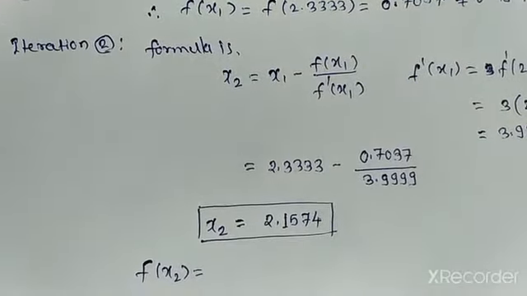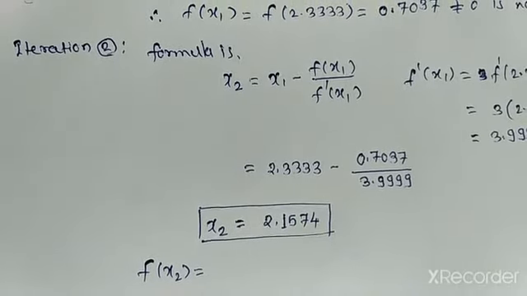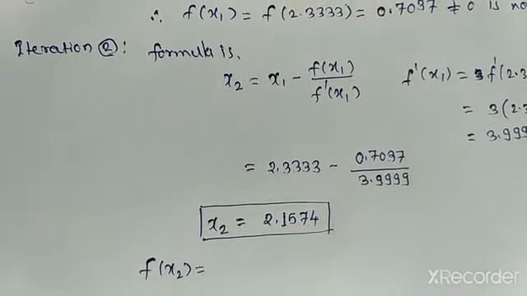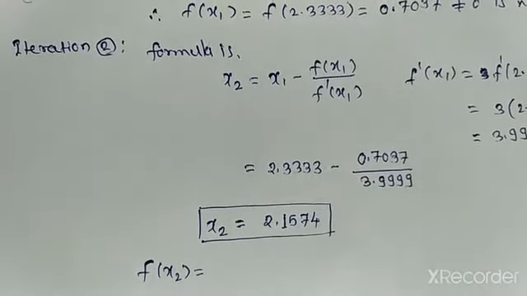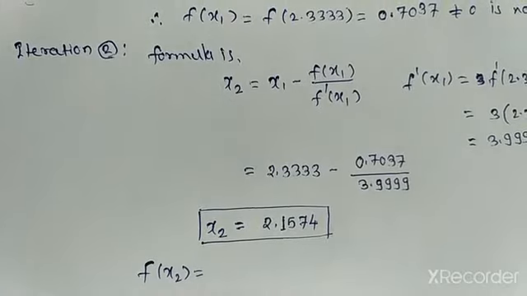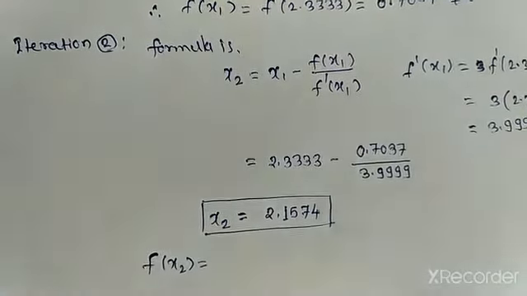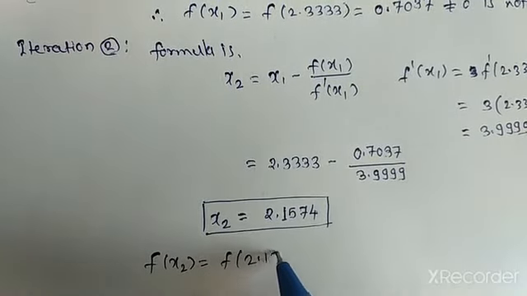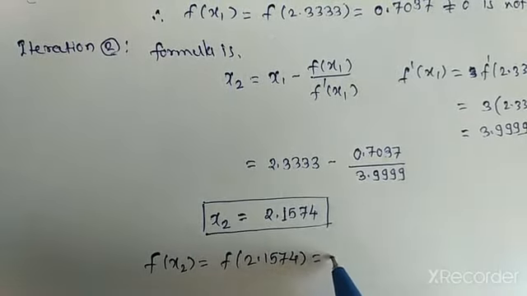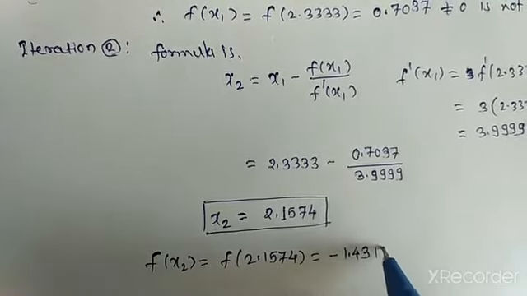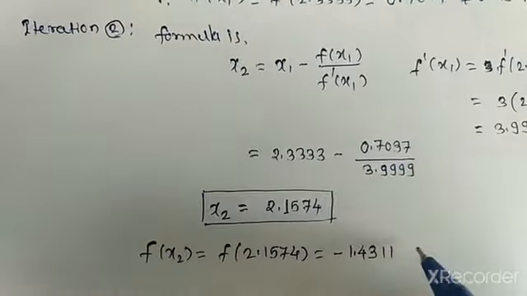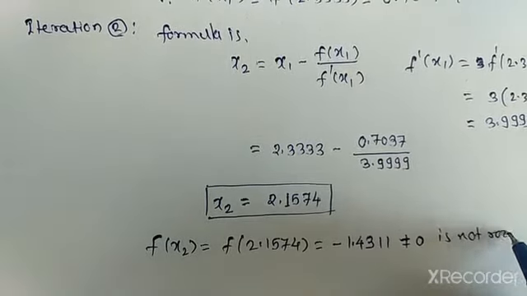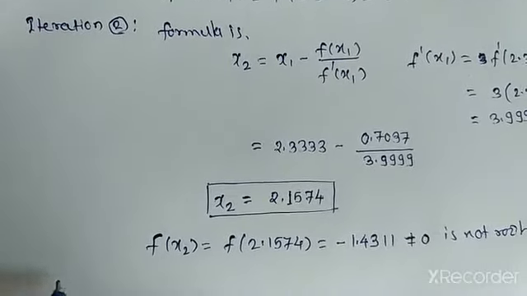So we have to check f of x2. Now f of x2, I will check on the calculator. It will be f of 2.1574, which is equal to minus 1.4311, not equal to 0. Therefore, it is not a root. So we go to the next iteration, iteration 3.